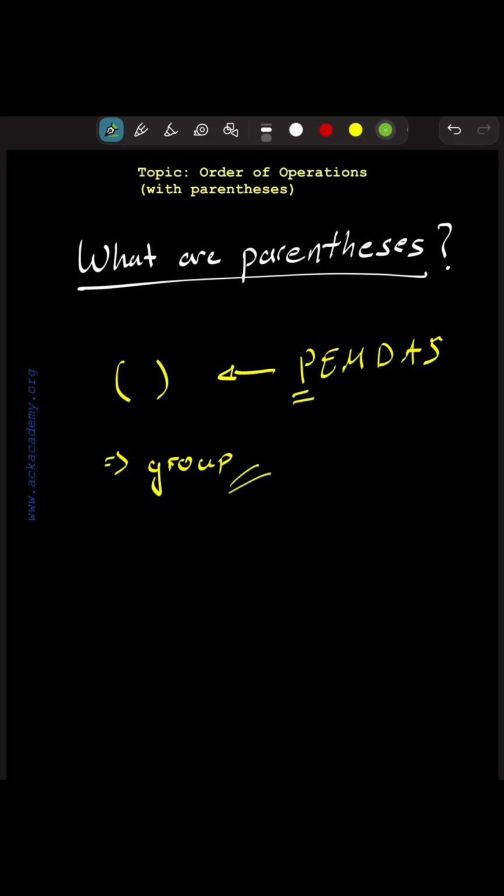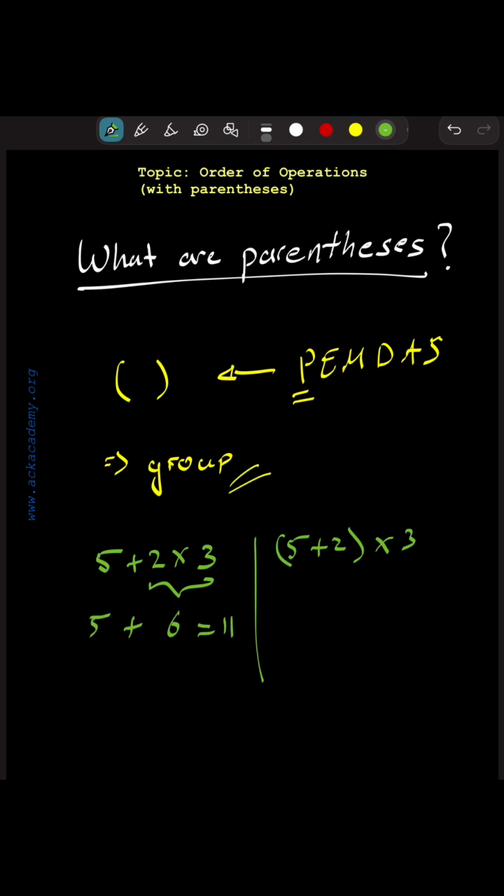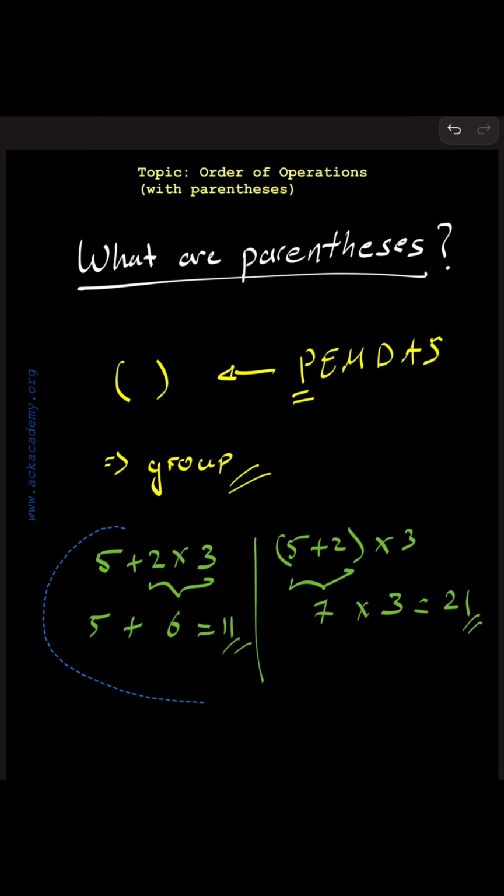So an example here would be, what's the difference between, let's say, 5 plus 2 times 3 and, let's say, 5 plus 2 in parentheses times 3. So if we do 2 times 3, it's 6, and then 5 plus 6 is 11. Whereas in this case, because these are in parentheses, it would be 5 plus 2 first, which is 7, and then it would be times 3. So what's 7 times 3? 21. Two different answers, two different initial setups. Okay, so that's one other way to think about parentheses.